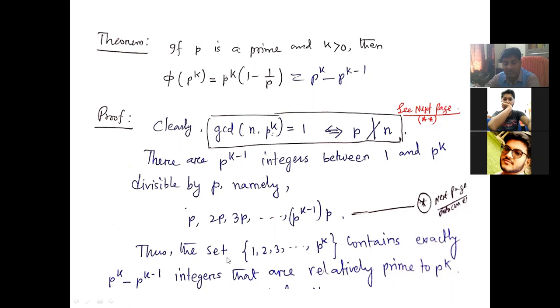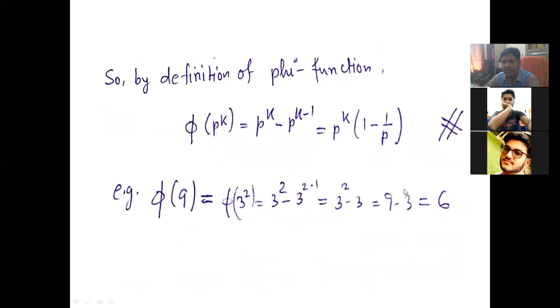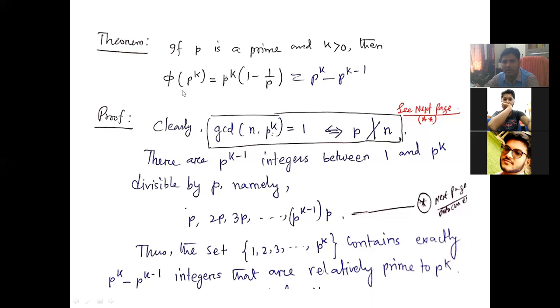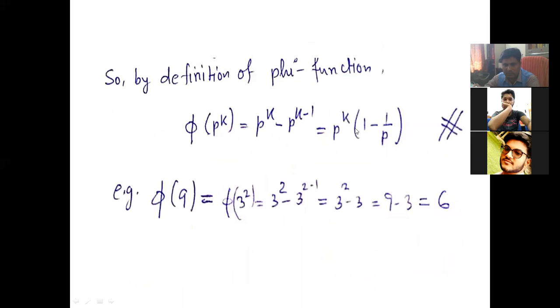यही लिखा हुआ है यहाँ, thus the set 1, 2, 3 up to p to the power k contains exactly this number of integers that are relatively prime to p to the power k. इसको एक एग्जाम्पल लिख के देख लेना, कोई नंबर ले लेना n equal to some number और फिर p to the power k. Yes, you can verify it by taking a number of your choice.